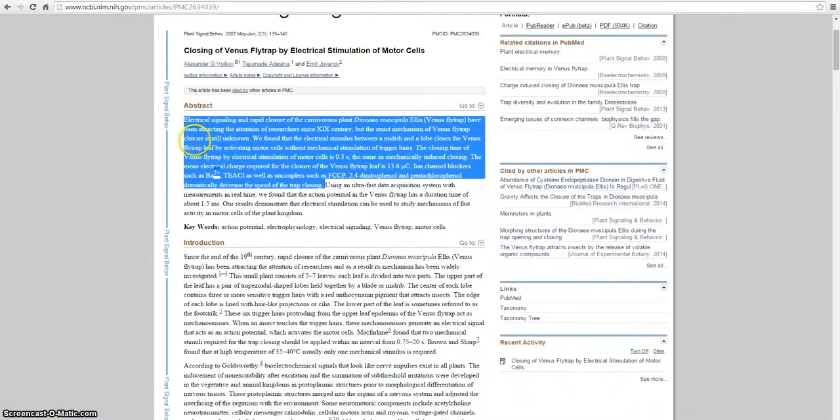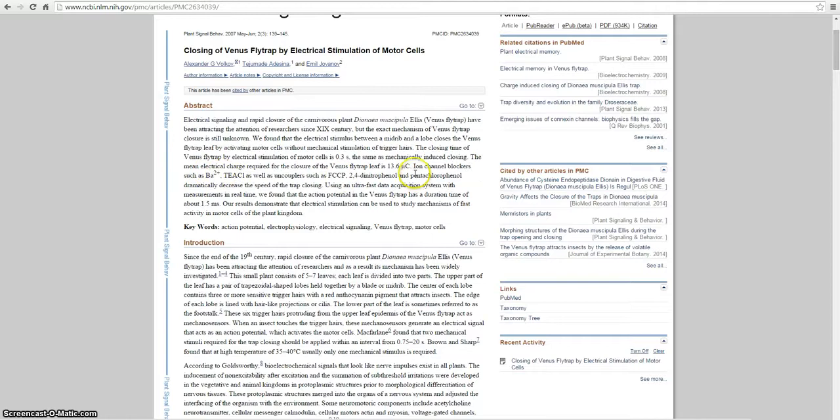Okay, so moving on. Electrical signals, and so on. Okay, so here they're talking about the Venus flytrap. How is the Venus flytrap able to respond so fast? There's electricity inside the plant. Okay, so if you stick your finger inside of a Venus flytrap, look at this. Electrical charge required for closure of the Venus flytrap is 3.8. The ion channel blockers, and so on. It's a lot to read, but you can read this yourself. Just remember this link and go read it. The Venus flytrap has electrical impulses in it, so plants have electricity in them.